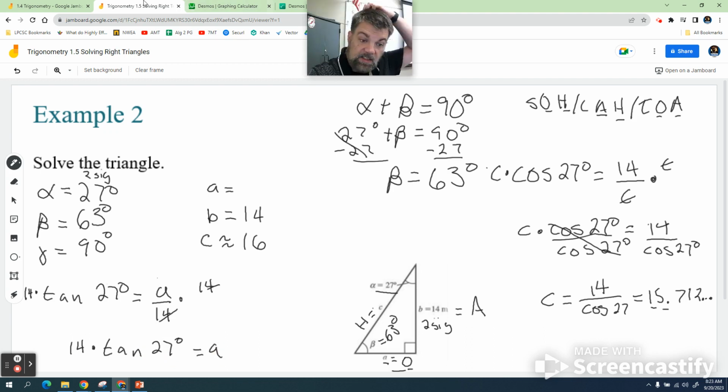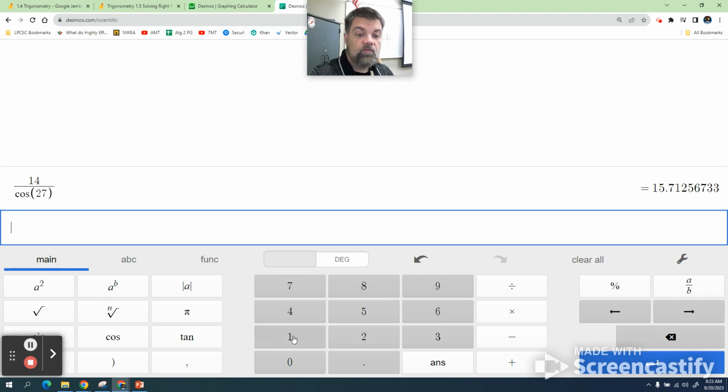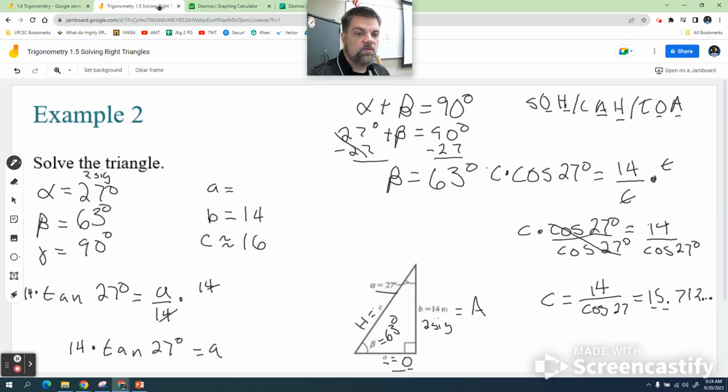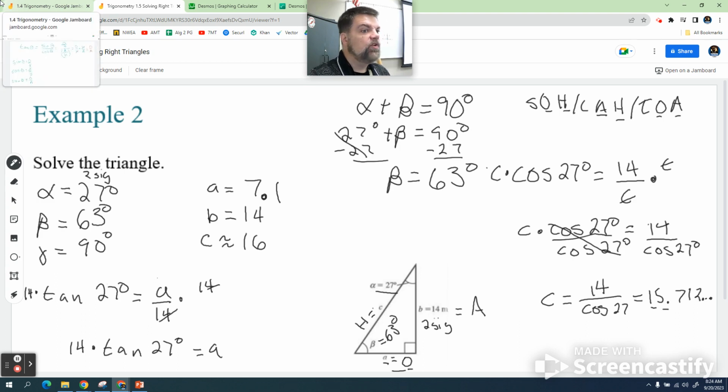So I'm just going to plug that in the calculator. 14 times tangent of 27 degrees. Hit enter. And I'm rounding to 2 significant digits. So what does that round to? 7.1. So this will round to 7.1. And that's it. We've solved all the sides of the triangle and all the angles. Any questions on that?